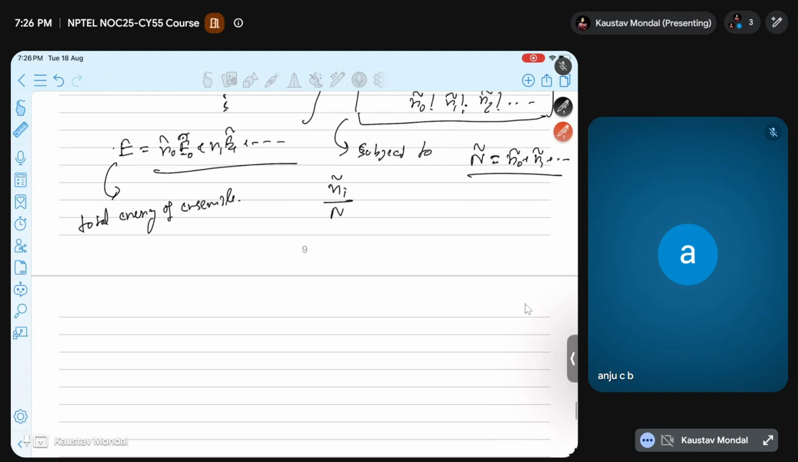Ni tilde over n equals e to the power minus beta Ei, where Ei is the total energy of that particular member, divided by Q, and Q is the ensemble partition function, that is the summation over all possible energies inside the ensemble. Here Ni is the number of members. So the energy of those groups of members decides the probability of being in that particular group.